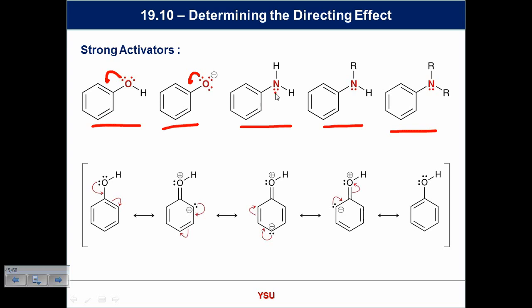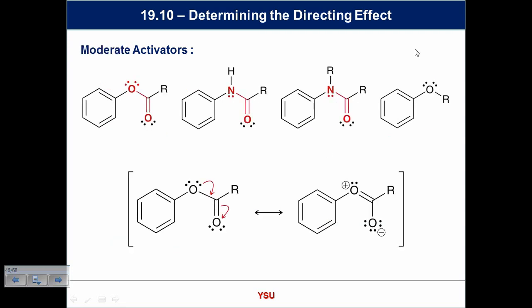And you can see now that we can push electron density into the cycle from each of these species. Okay? And you can do that with nitrogen. And we can draw resonance structures, in fact, where the carbons at the ortho and the para positions become delta negative. That makes them more nucleophilic, that makes them faster.